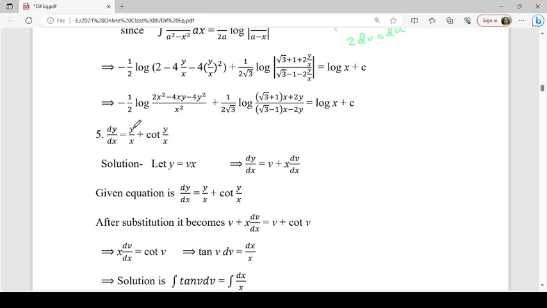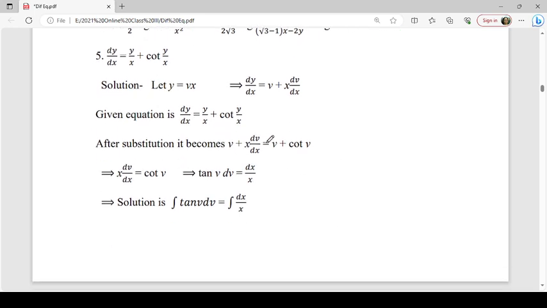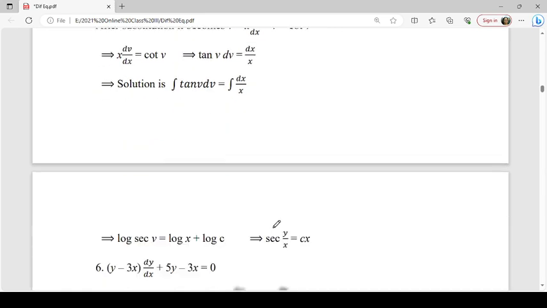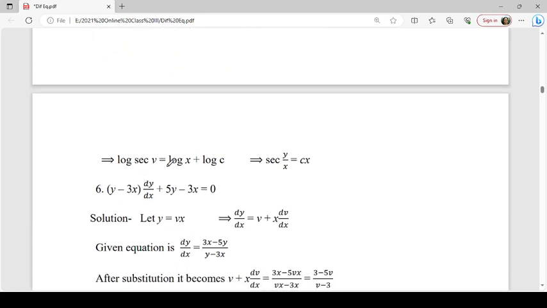So y is equal to vx, we write, this becomes v and this becomes cot v, so v plus cot v, and v goes out, so it is x dv dx is equal to cot v, then tan v dv is equal to dx by x, and the solution is very simple, tan v dv, it is log of sec, then sec is sec of y by x, it is cx.